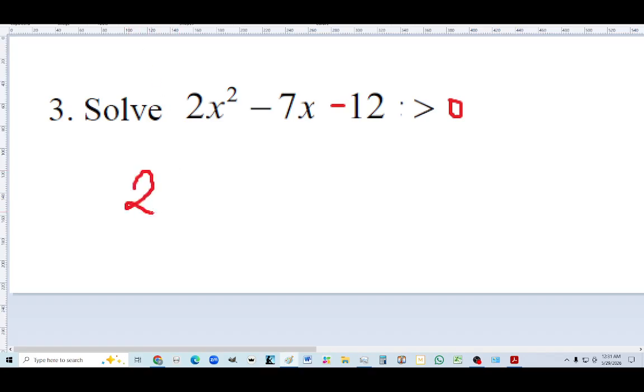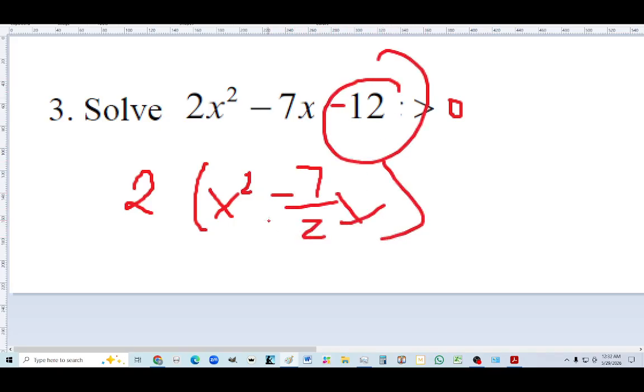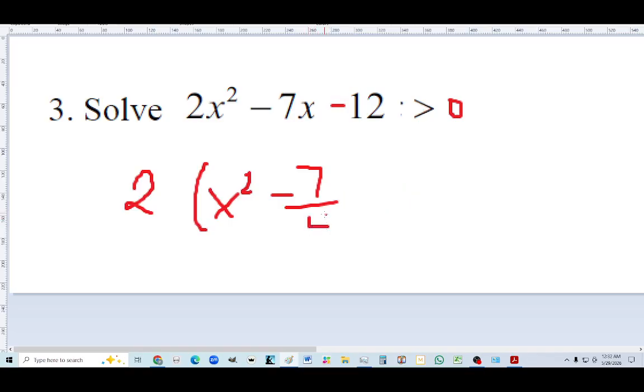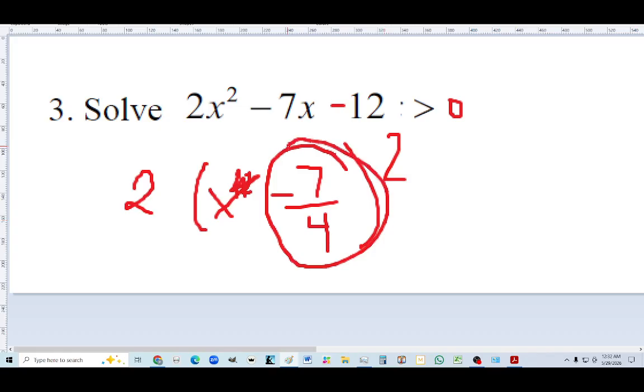So if I factor out this 2, I'm left with x squared minus 7 over 2 x. Forget about this number over here. And to find the vertex, I just have to half the number. Whenever you want to half a fraction, just double the denominator. And that tells me right away that that is the x value of the vertex. And I just have to plug it in to find the y value of the vertex. So I could do it that way. Just doesn't make sense though.